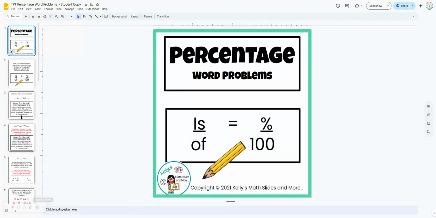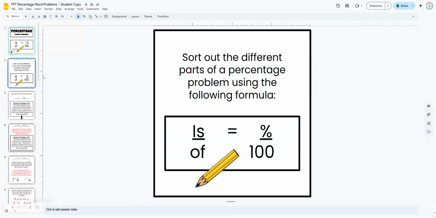Percentage word problems. This is a digital lesson, and this gives students a method for figuring out the answer in percentage word problems. So we're going to start with this formula that we're going to give to the students, and you want to repeat it over and over and over until the students have it memorized. So this is a formula we're going to use for figuring out the missing part of a word problem.